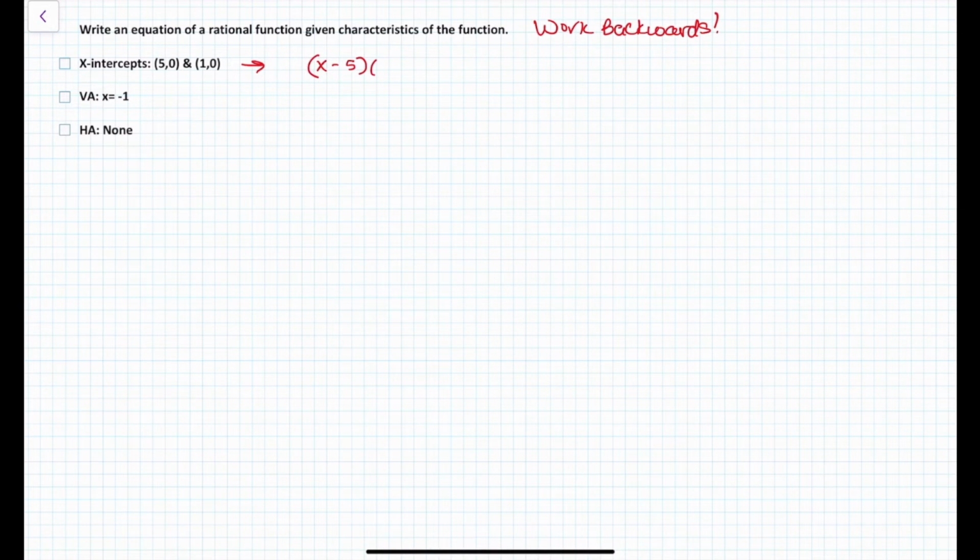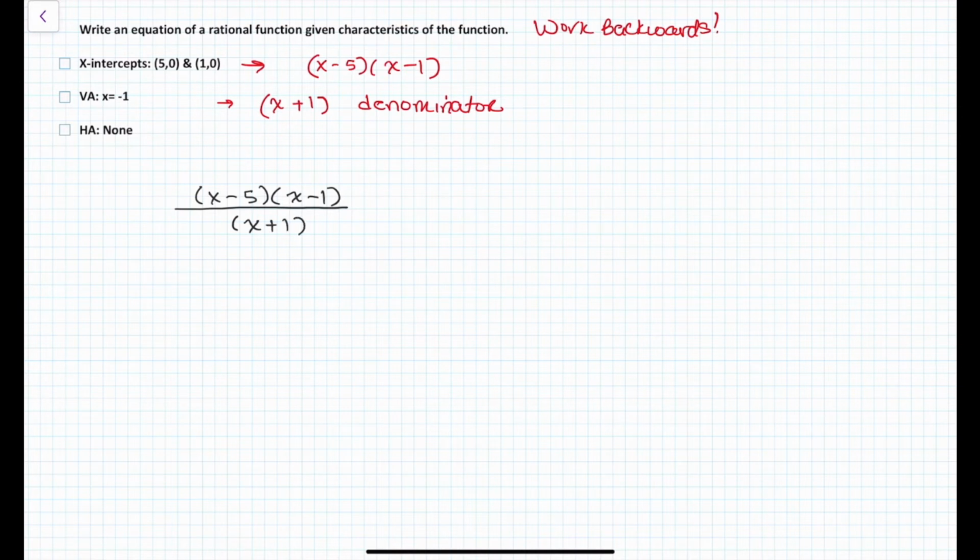So we can just write those in factored form, and we would get 5 and 1 with the factors x minus 5 and x minus 1. And we'll kind of start our little fraction down here and go ahead and write those factors there. Okay, the vertical asymptote, remember, that's where the denominator equals 0, here x equals -1. So our factor would be x plus 1. And we can go ahead and write that in the denominator of our function.